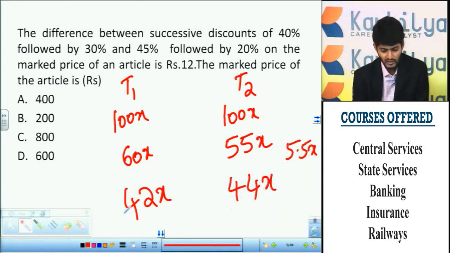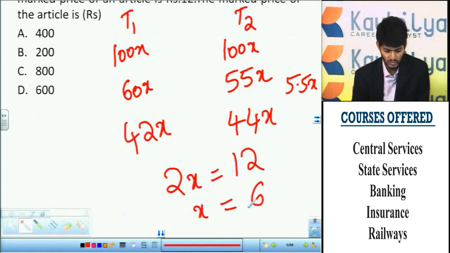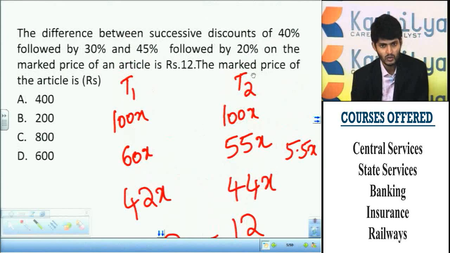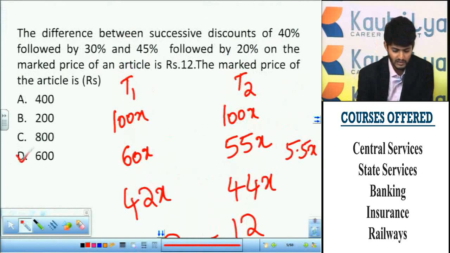So he's asking the difference between these two successive discounts. The final price difference is around 12 rupees. As you can see, the difference between these two values is around 2x, which is given as 12, which would result in x equal to 6 rupees. And as you can see in the final question, he is asking the marked price. So we have taken the marked price of the article as 100x, and we got x equal to 6. So the final value would be 100 into 6. So the final answer would be 600 rupees.